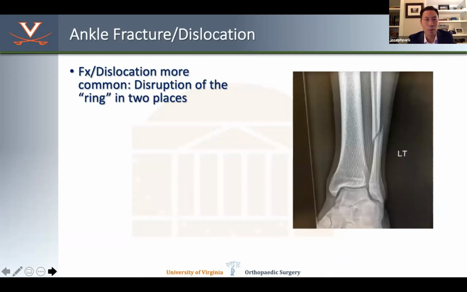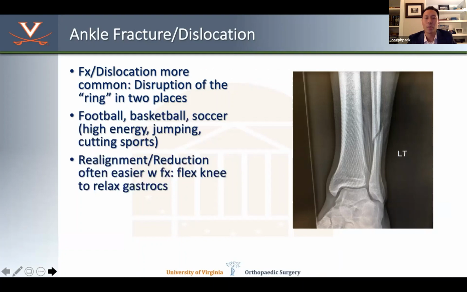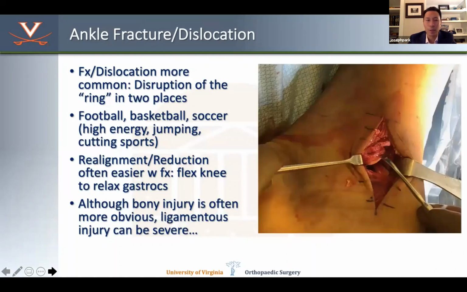in 2 places. These can happen most commonly in football, basketball, and soccer, high energy, jumping, and cutting sports. Realignment and reduction is often easier if there is a fracture, but remember that flexing the knee to relax the gastrocs can really help to take tension off of the deformity. And although bony injury is often the most obvious, ligamentous injury can be severe. And this is a picture of the deltoid that has avulsed completely off the medial malleolus. So sometimes the X-ray tells the picture, but I think the soft tissue injury can be quite dramatic.